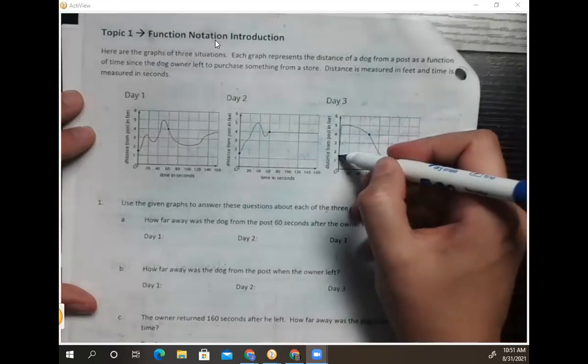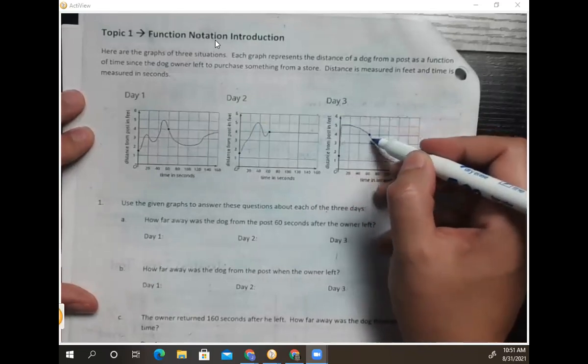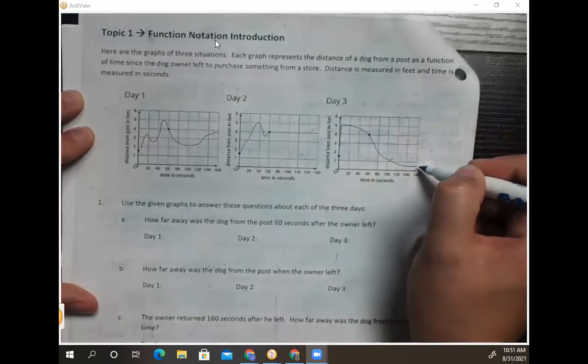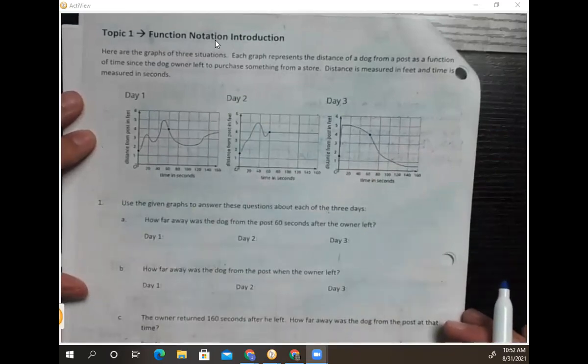And then for our 3rd day, he runs away from the post or his original spot and then kind of meanders back and then maybe lays back down towards the end. Okay, that's what we see here with our dog. So we're going to use each of these graphs to be able to describe where our dog is at different times while the owner is gone.